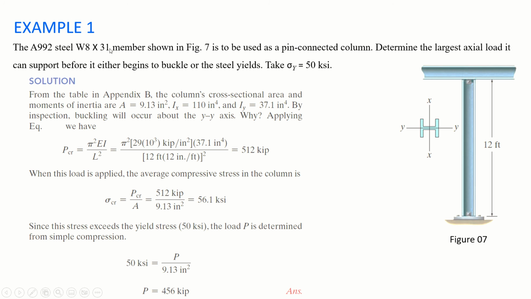It is a W8 by 31, and determine the largest axial load it can support before it either begins to buckle or the steel yields. So take steel, say the yielding stress is equal to 50 ksi.